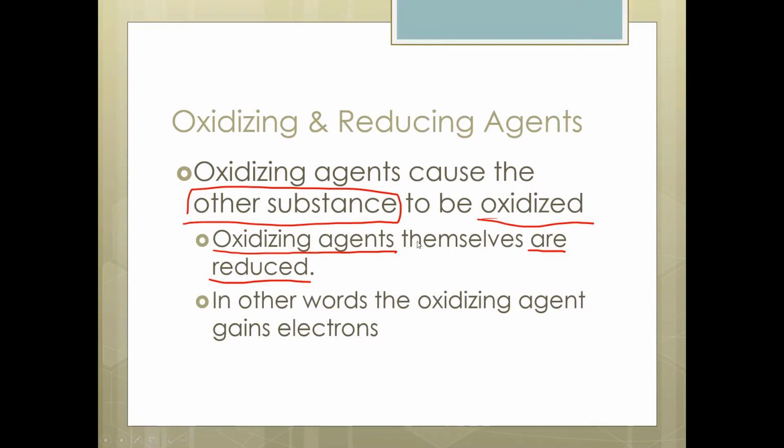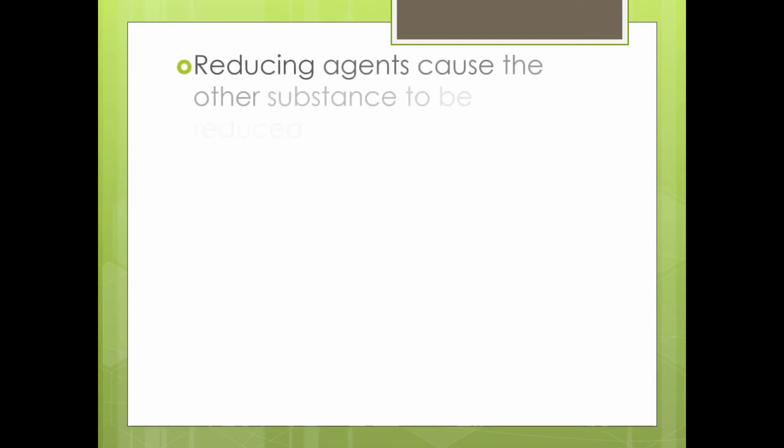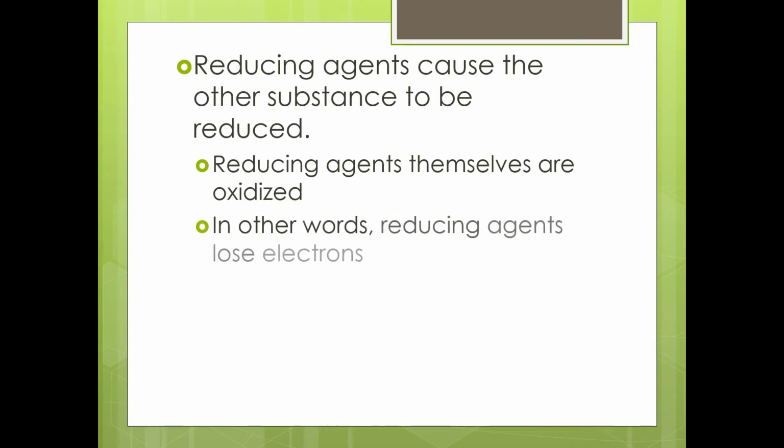Now, reducing agents do the opposite. If an oxidizing agent causes other things to be oxidized, a reducing agent will cause other things to be reduced. Because if something is forcing something to give up electrons, something else is forcing things to absorb or take electrons. So a reducing agent causes other things to be reduced. A reducing agent basically forces electrons onto something else. As a result of a reducing agent giving away its electrons, reducing agents end up getting oxidized. So a reducing agent gets oxidized.